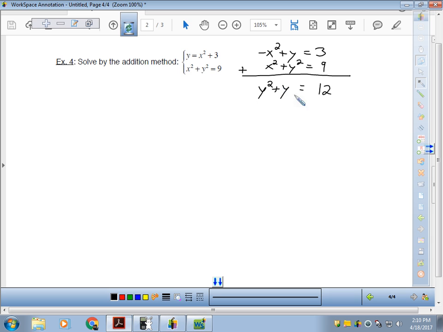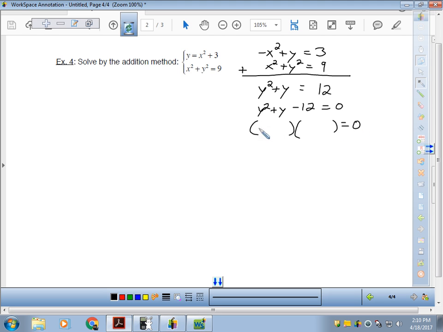Now because you have y squareds and y's, you would want to move the 12 over and make this equation equal 0. So y squared plus y minus 12 equals 0. Then we can either factor or use the quadratic formula. I'm just going to factor, of course.